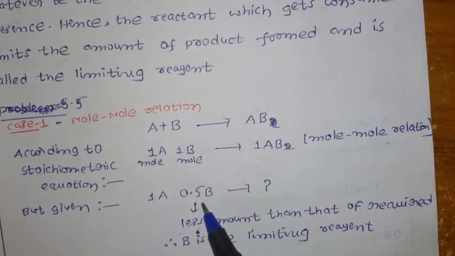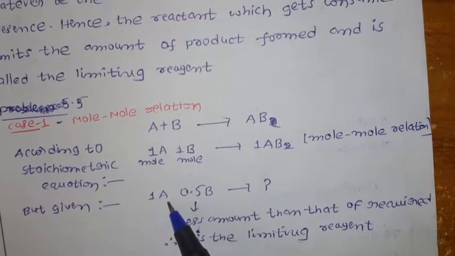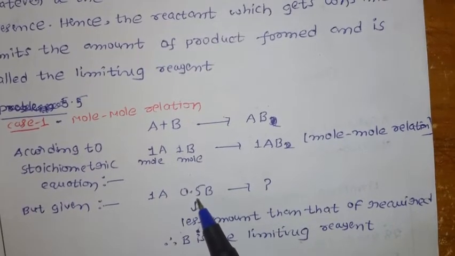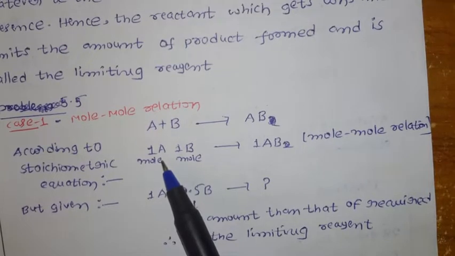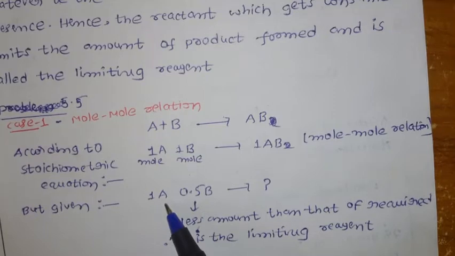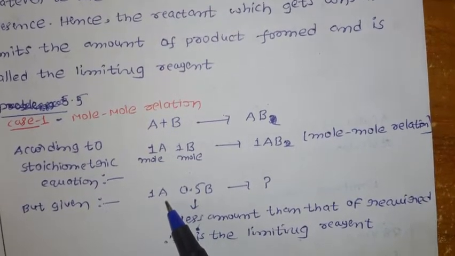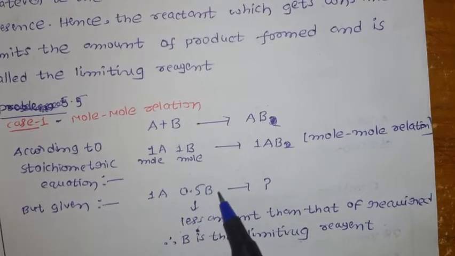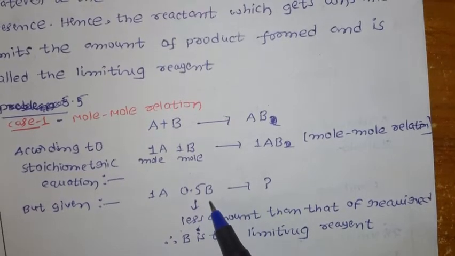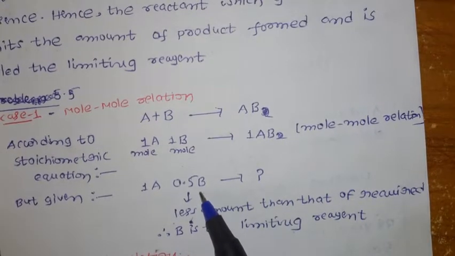So in this case, once B is over, A is not going to go for the further reaction. Why? Because 1 mole of A reacts with 1 mole of B. If you are given 0.5 mole of B, then A is also going to react only 0.5 mole. So what is going to limit the reaction? Here the reaction is limited because of B. This is called the limiting reagent in this reaction, as it is less than that required.